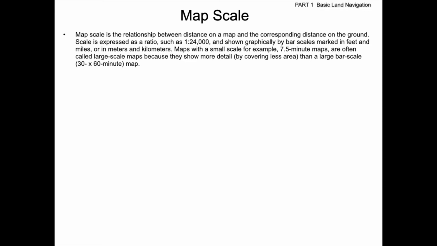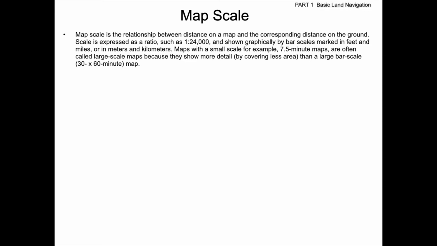Okay, map scale. Map scale is the relationship between distance on the map and the corresponding distance on the ground. Scale is expressed as a ratio, right? That's where you get that funny 1 over 24,000. It's shown graphically by bar scales marked in feet and miles or in meters or kilometers.